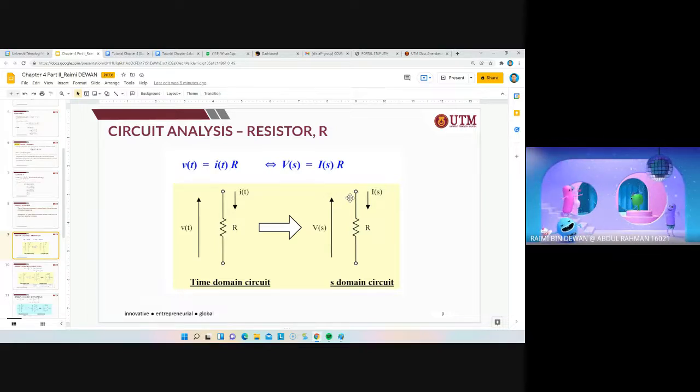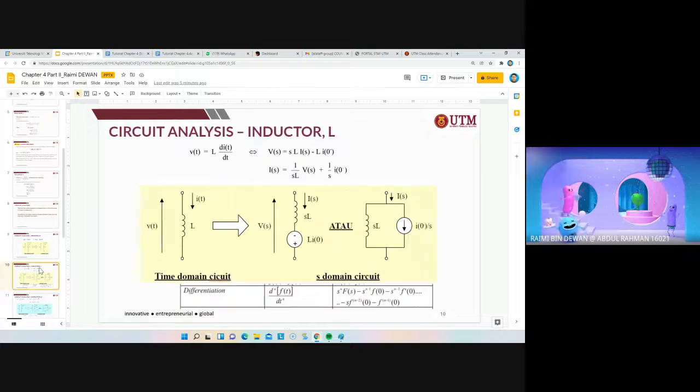So resistor, nothing seems difficult. This one is just like the resistor. It's a bit different if it's a capacitor and inductor.